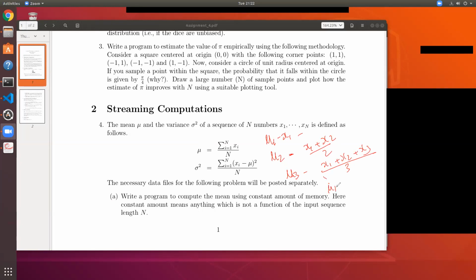If you keep going like this, you use the expression sigma i is equal to 1 to n of xi minus mu i, whole square, divided by n. This is an approximation. This is the approximation.